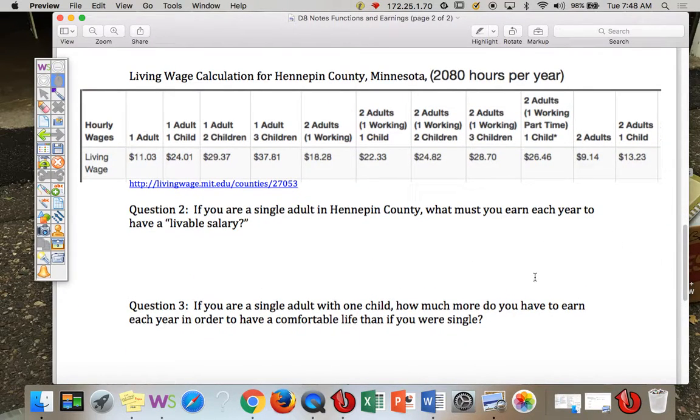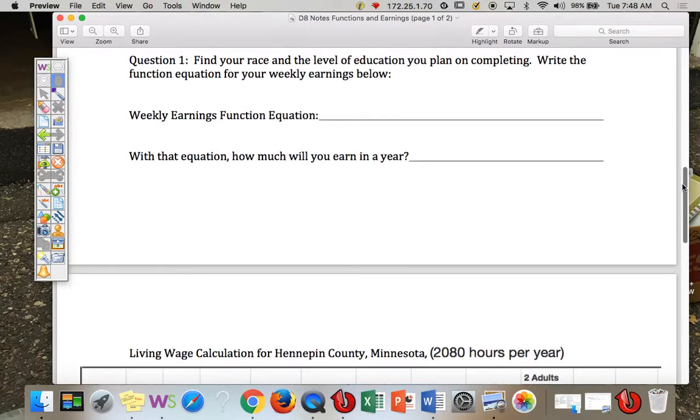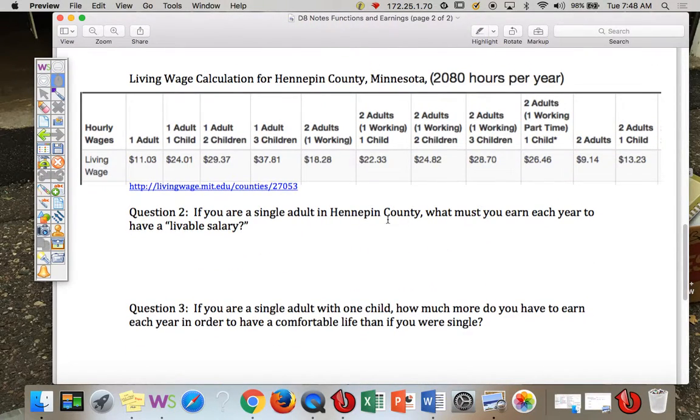There's another table we're going to look at, living wage calculation for Hennepin County, Minnesota, and on average, adults work 2,080 hours per year. And the living wage is what you would need to earn to make a decent living to survive in Hennepin County, Minnesota. So question 2, if you are a single adult, what was question 1? If you are a single adult in Hennepin County, what must you earn each year to have a livable salary?